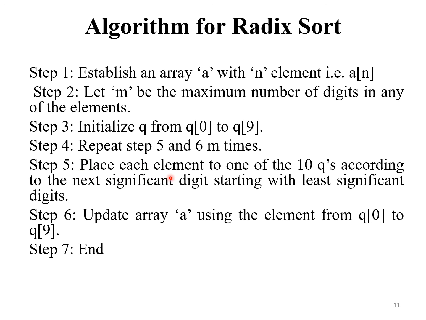Step 5: Place each element into one of the 10 queues according to the next significant digit, starting with the least significant digit. Here we place numbers into buckets 0 to 9 from their least significant digit to the most significant digit. Step 6: Update array A using the elements from Q0 to Q9. Step 7 is end.